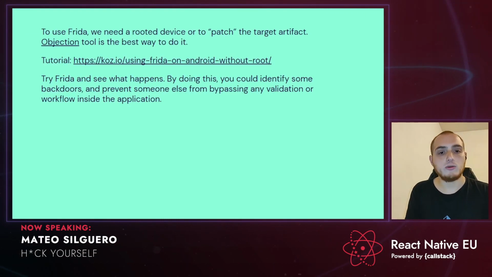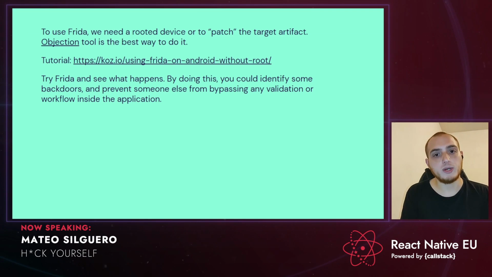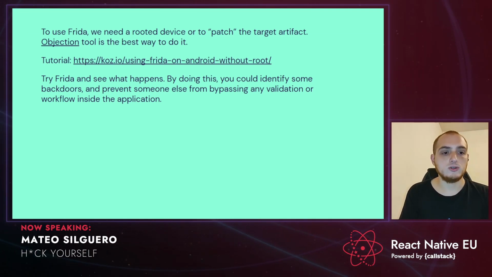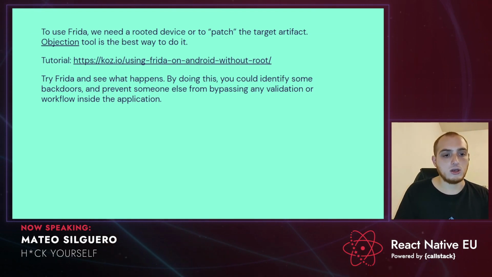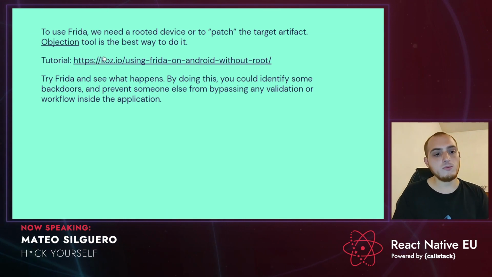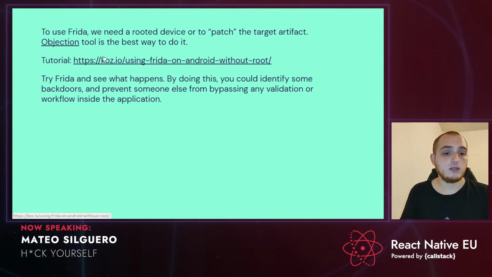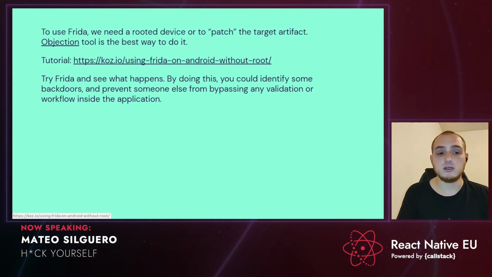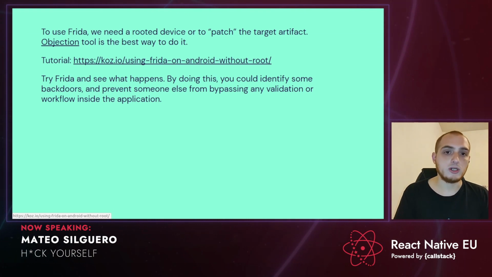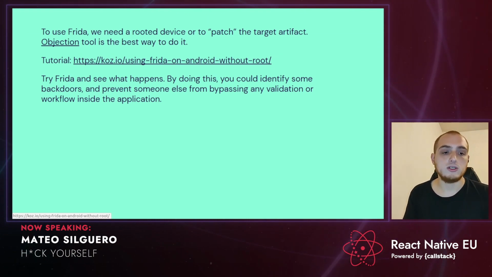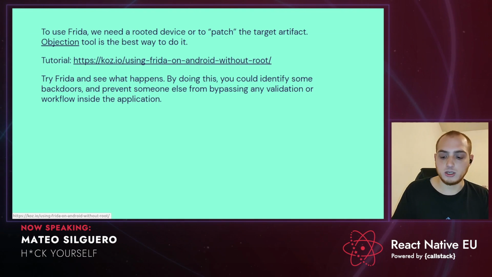To use Frida, we will need a root device or to patch the target artifact, and the best way to do it is using Objection. And this is a tutorial on how to do this. Try Frida and see what happens on your app. By doing this, you could identify some vectors and prevent someone else from bypassing any validation in your workflow inside the application.